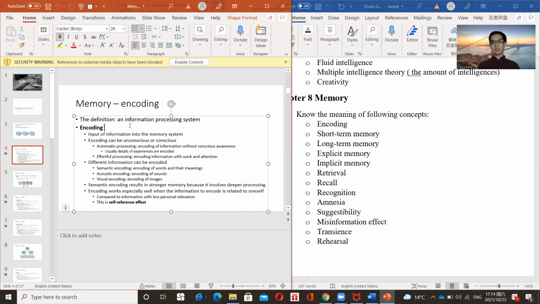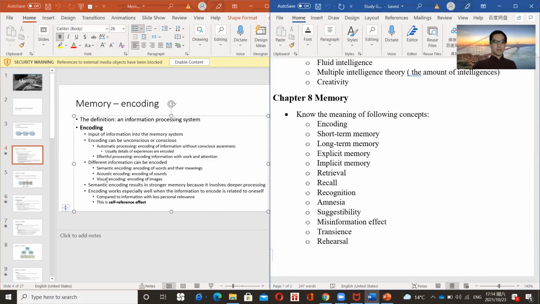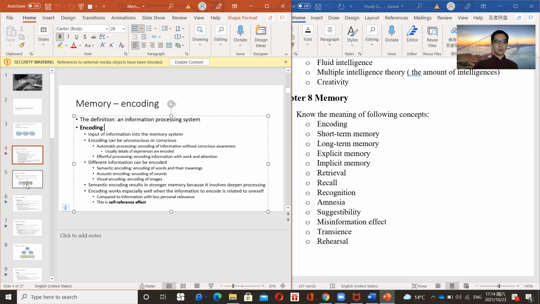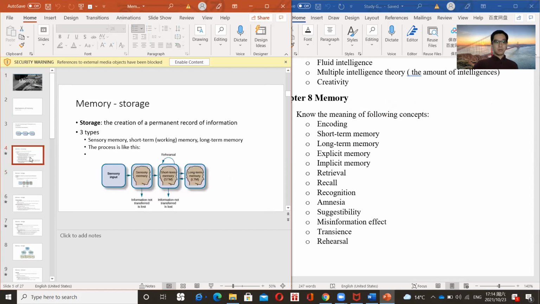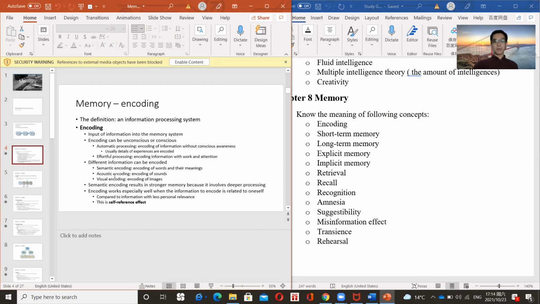Encoding is just input of information into the memory system. In the memory system, there needs to be new information. Put the new information into the memory system. That process is called encoding. There are different kinds of ways to encode the information. There can be automatic, there can be conscious encoding.